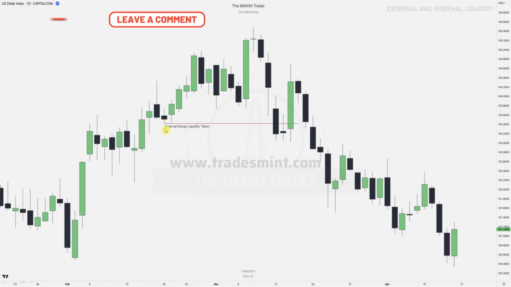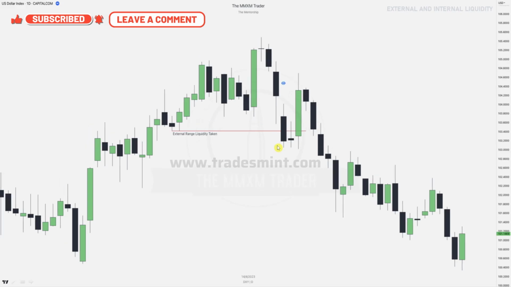So over here, external range liquidity again, right? What do we do after we hit external range liquidity? Again, we want to go to internal range, right? So where is internal range liquidity? We've got this big fair value gap up here. Price reprices back into that imbalance over here. So we hit that internal range liquidity.